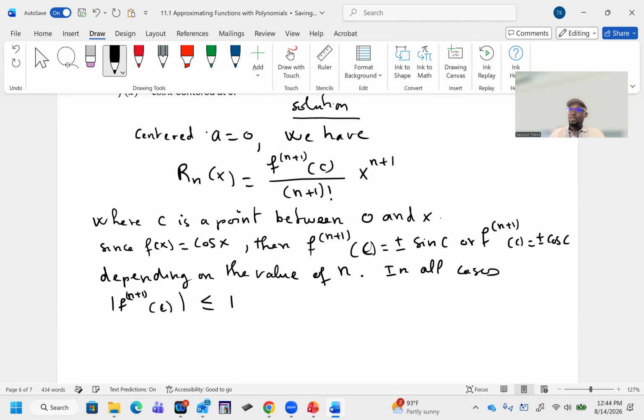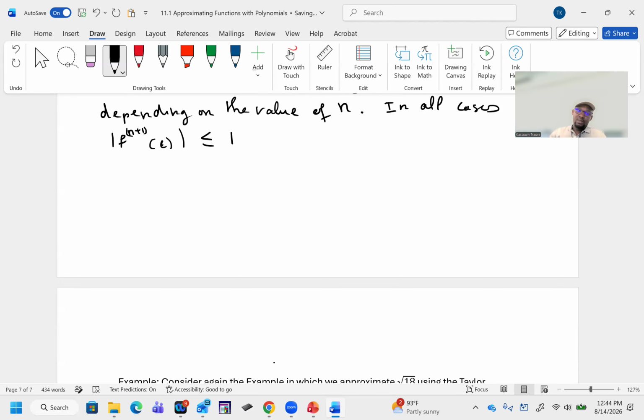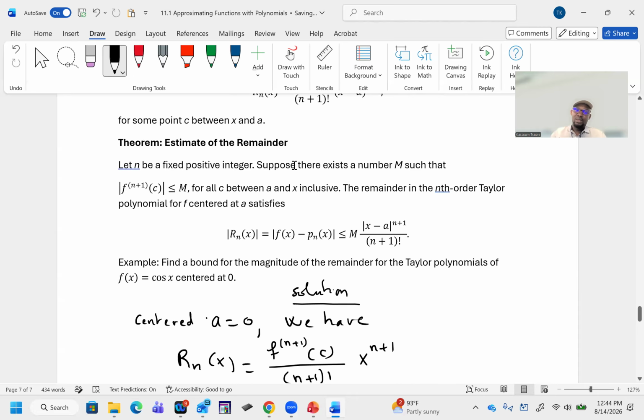So therefore, we can take our M to be equal to 1 in the estimated remainder theorem. So we take M is equal to 1.